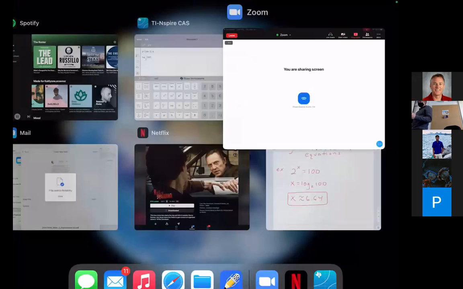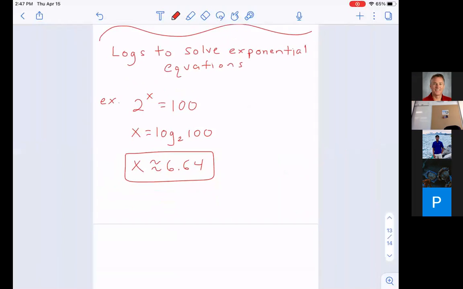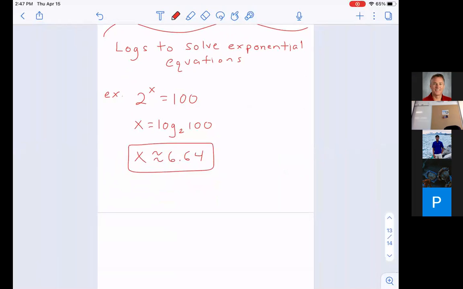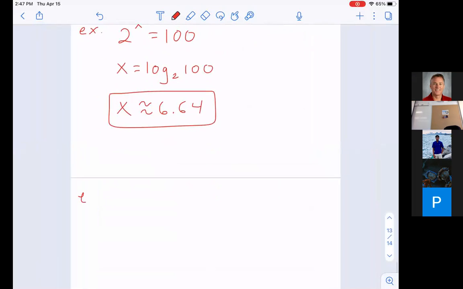All right, so let's do another one, okay? So that was one that was, I would say fairly straightforward, but they're gonna get a little bit more intense. So let's say that we had, how about 5 to the 3x minus 1 is equal to 413.